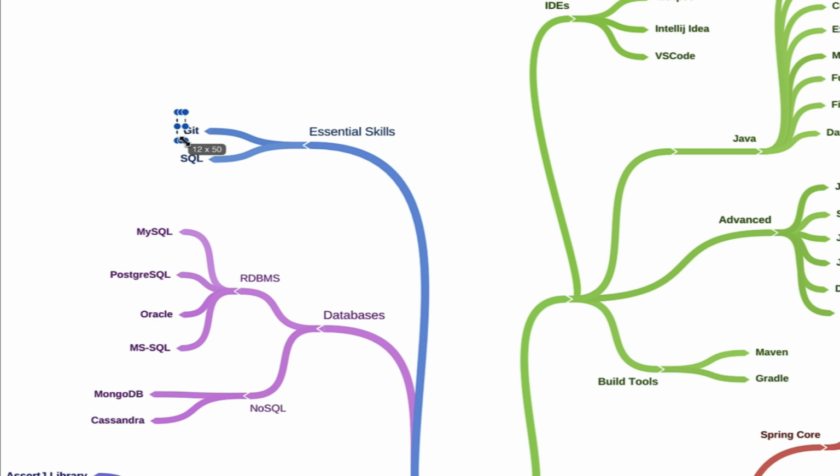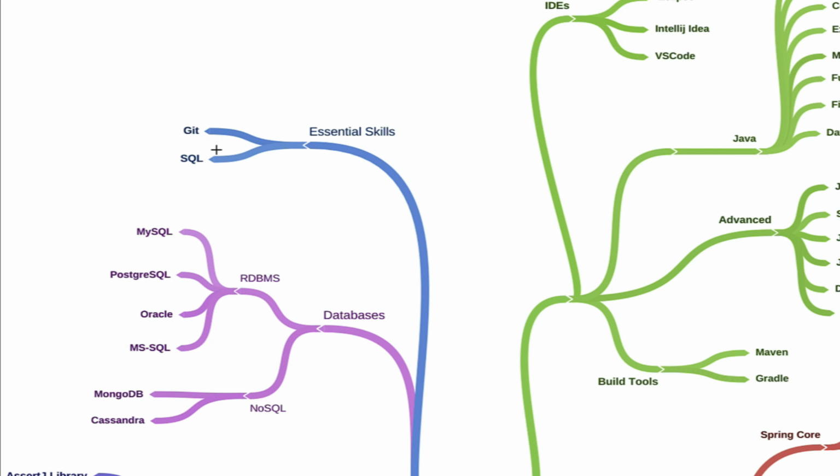Well, Git is a very popular version control system, and most of the IT companies prefer using Git as a version control system. So as a Java developer, you should know about Git. Okay, so go ahead and learn Git fundamentals and basics.